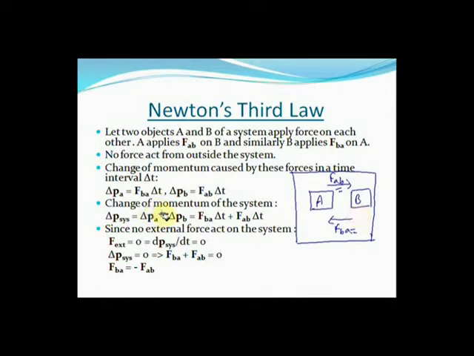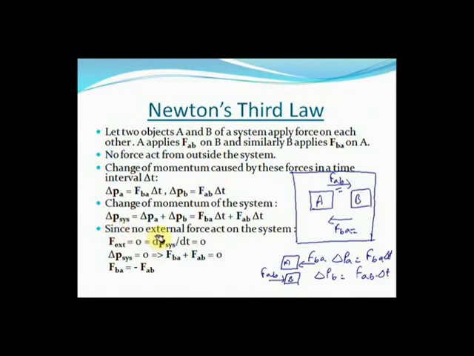Now, since there is a force FBA acting on block A, the change of momentum caused by the force FBA in a time interval delta t would be delta PA equal to FBA into delta t, where delta PA is the change of momentum of block A. Similarly, the change of momentum of block B because of the force FAB would be delta PB equal to FAB into delta t.